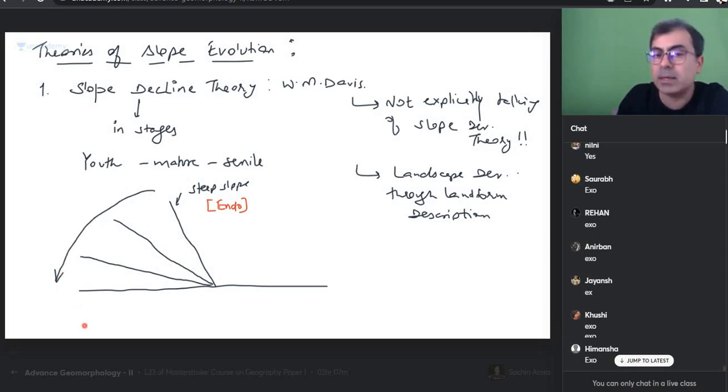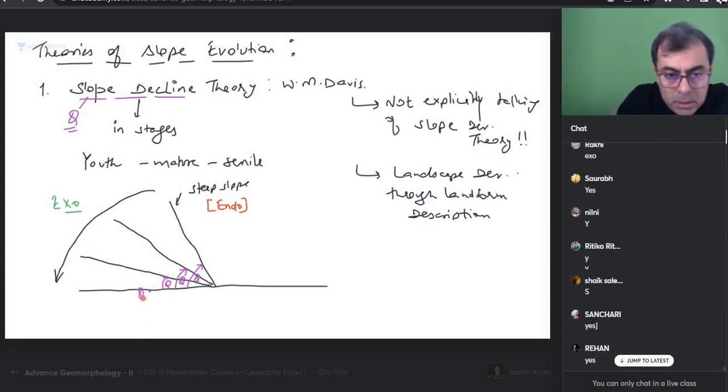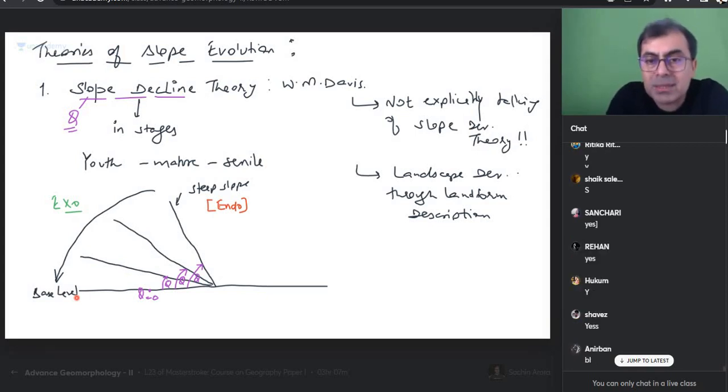Can I say this is where they are headed? Which forces? Exogenetic. What do I mean by slope decline? Slope is an angle. Theta will decline. So initially this is theta, then this is theta, then this is theta, and then it becomes zero. True or not? Is the angle changing or not? Theta equal to 0. What is this? Base level. Get that?